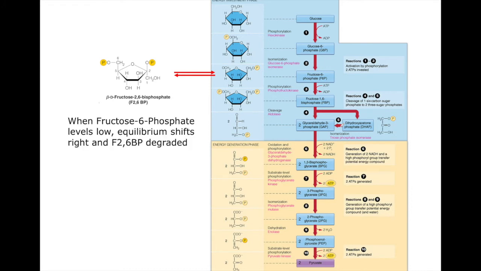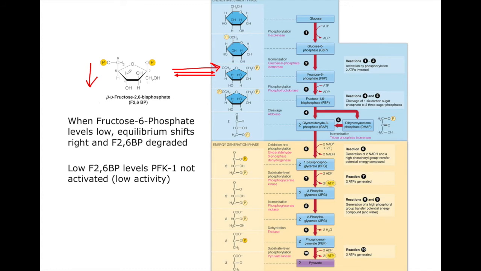Okay. Well, what about when fructose 6-phosphate levels are low? Let's say that glycolysis is running very quickly and we begin to deplete our levels of fructose 6-phosphate. So we have low concentrations of fructose 6-phosphate. Well, that's going to shift our equilibrium from left to right. So this molecule is going to start to be broken down to form fructose 6-phosphate. So that's going to cause the levels of fructose 2,6-bisphosphate to drop, right? Well, what effect will that have?